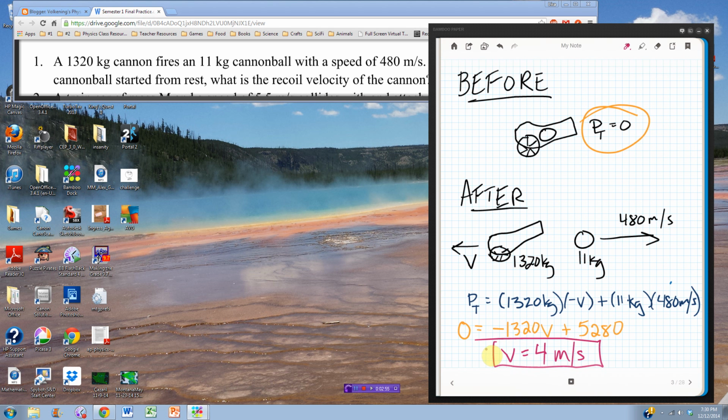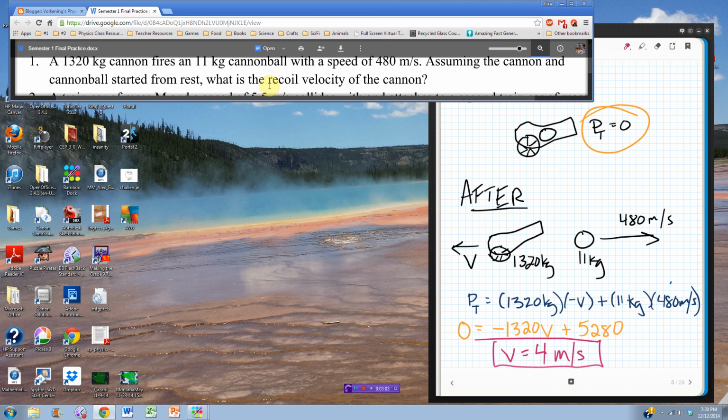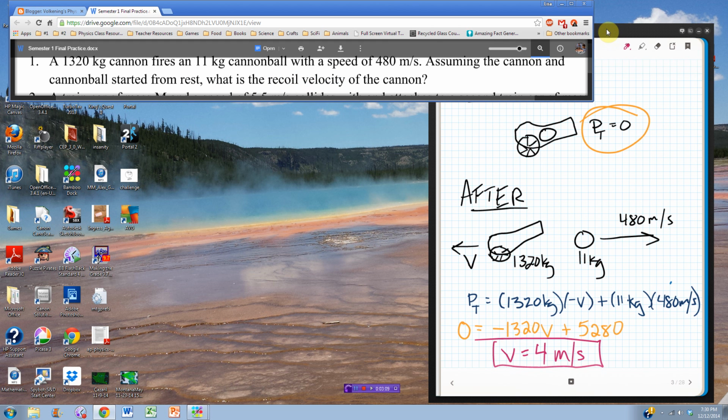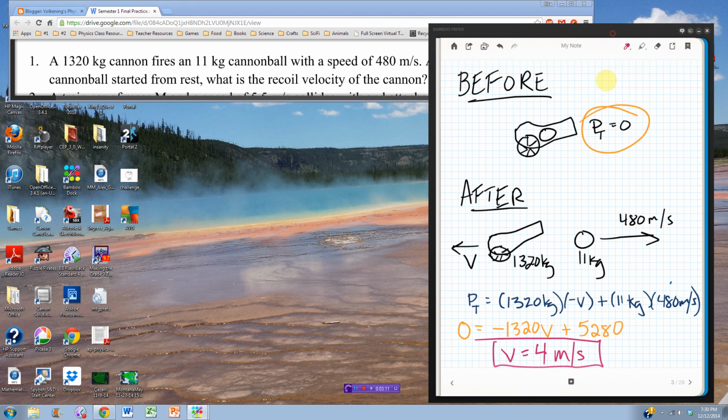Technically, we should have a direction on this. It should be opposite the cannonball, but that's kind of implied in the question of what is the recoil velocity. Because it's been named as the recoil velocity, we already know that it's backwards. If you want to, though, you could throw in backwards. However, I'm not going to dock you points if you don't do that.